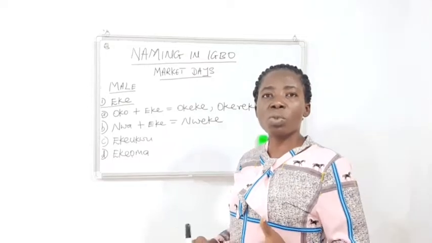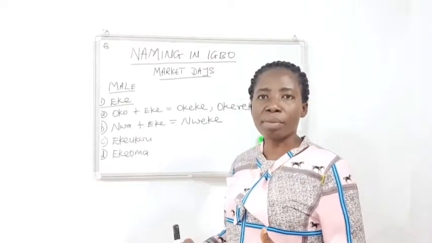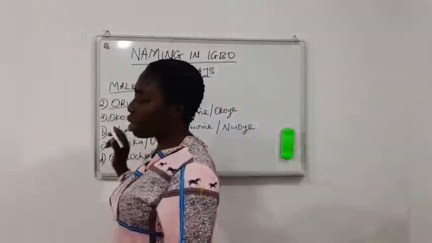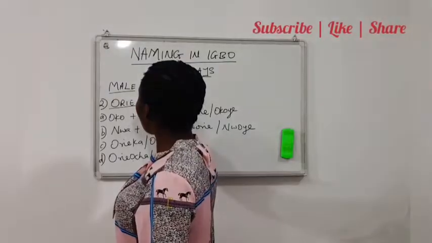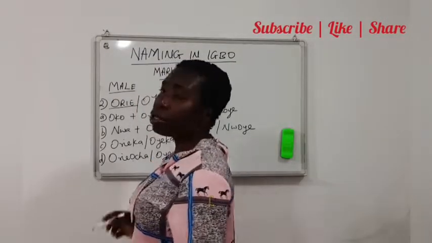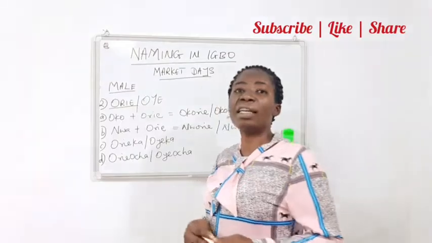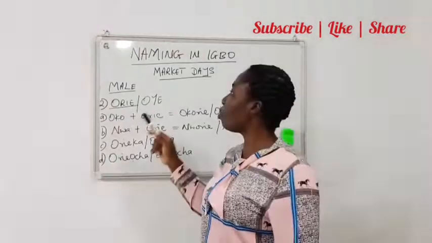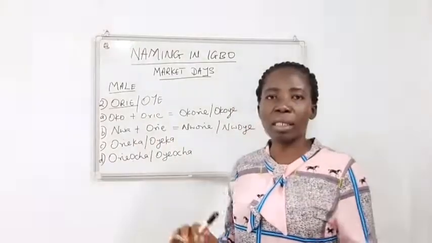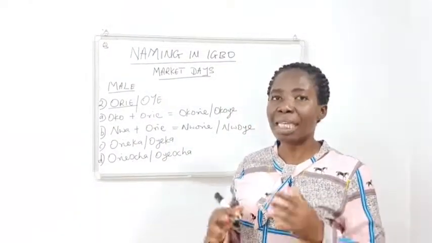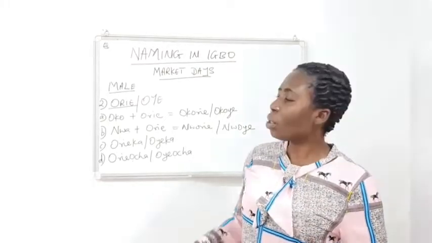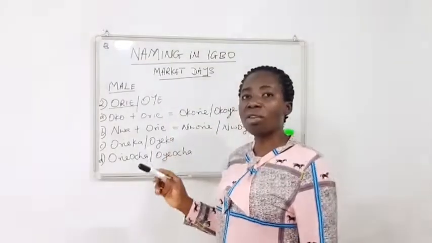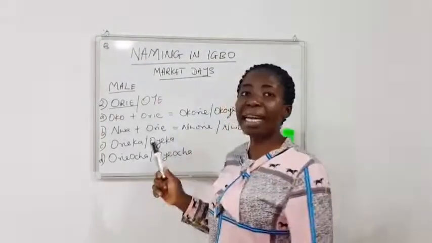So let's go on to the next market day, Ori. This is either called Ori or Oye because of dialectal differences. So some people will say Ori and some other people will say Oye. They mean the same thing, it's just dialectal differences. So we go on to the names, male names, remember, that reflect a male child born on Ori market day.